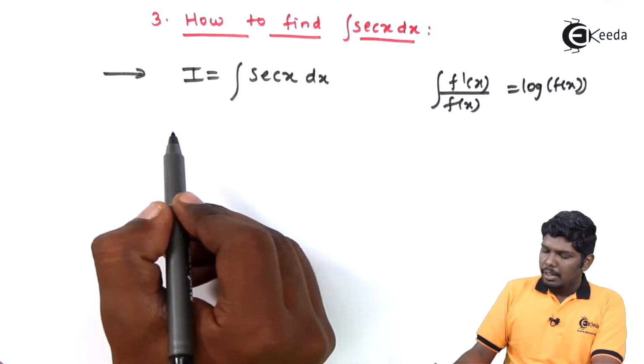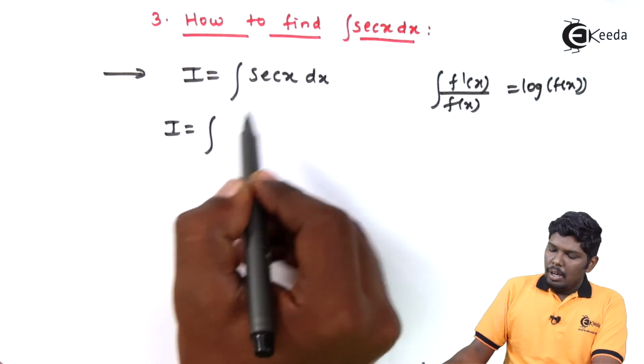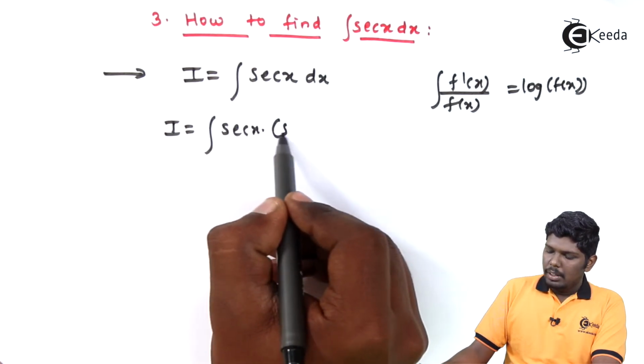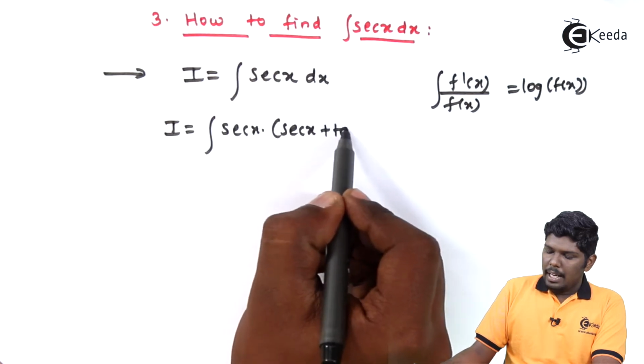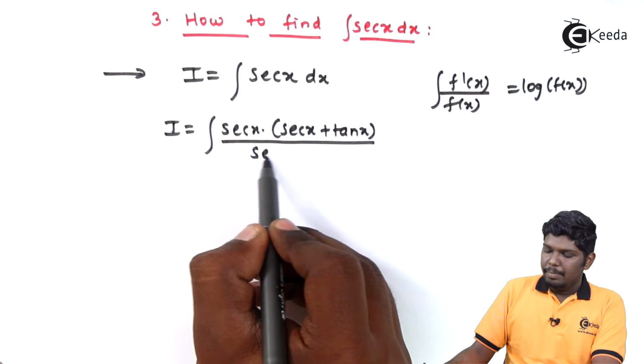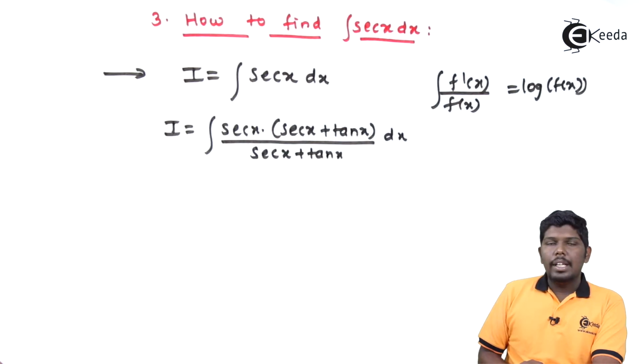For that we will multiply sec x by a term sec x plus tan x and divide it again. Now let us see the change.